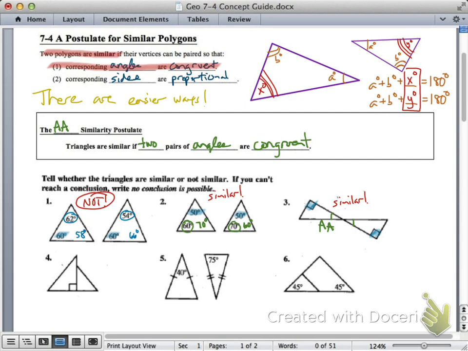Okay, so number four, we have two right angles, one right angle in each triangle, but what about the other ones? Well, we don't have vertical angles, we don't have corresponding angles, alternate interior angles that would be congruent, anything like that. We don't know. No conclusion can be made. Pause. Try number five.